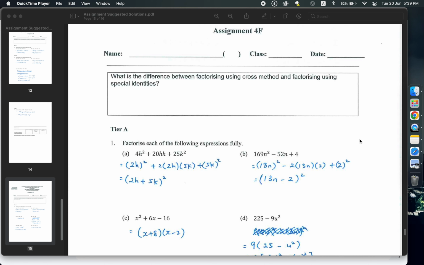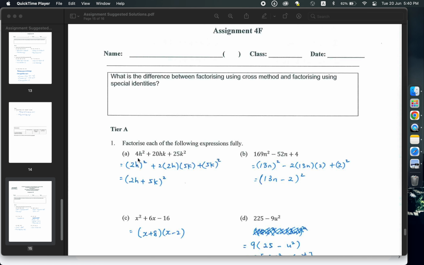This time round we are going to continue with factorizing, but we are going to use special identities, right? You remember the special identities we have spoken about in class. Using a special identity actually speeds up our process of factorizing as well, if you're very familiar with them.